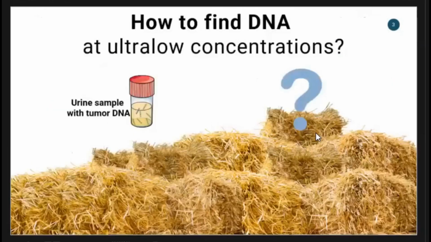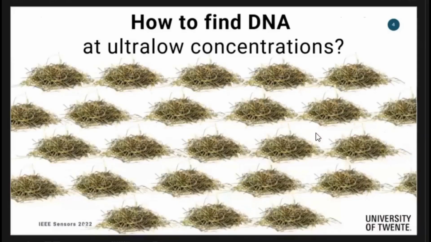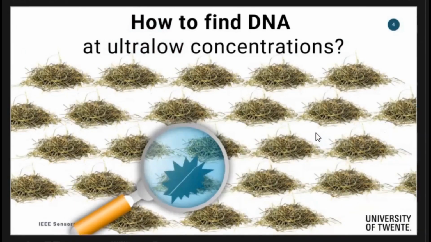But you can imagine, we want to perform early cancer diagnosis. And in the early stage of cancer, the tumor is just small, and having to find tumor DNA is like having to find a needle in a haystack. So how to approach this issue? Well, I think the best way to approach this is making small portions of the enormous haystack and start looking for that one needle. And this is actually what we do by the use of digital sensing.